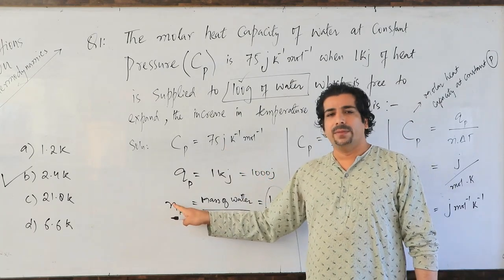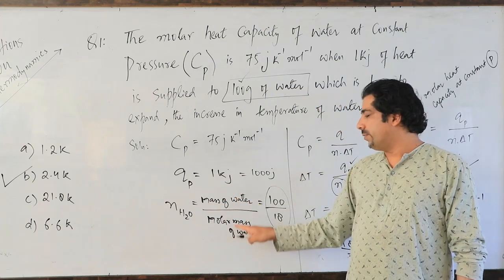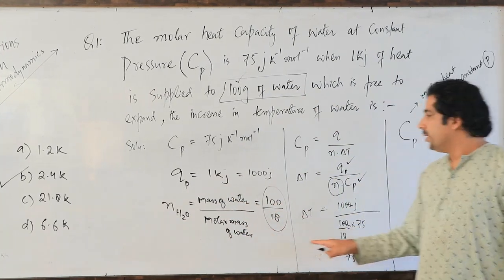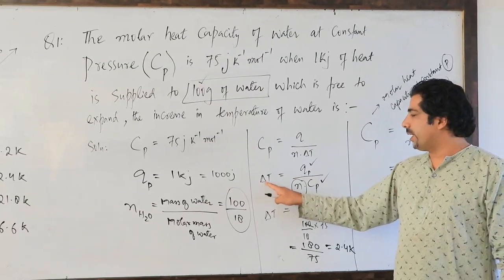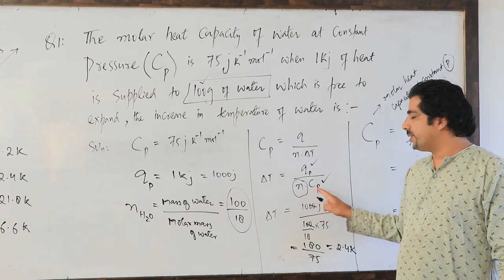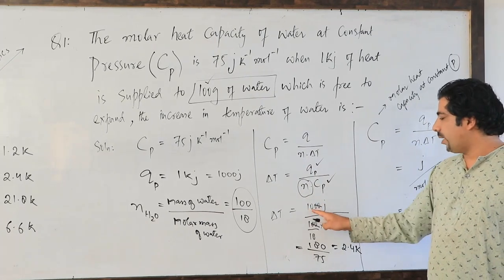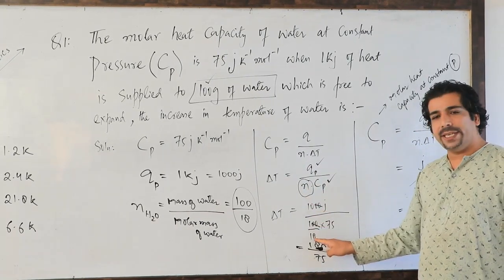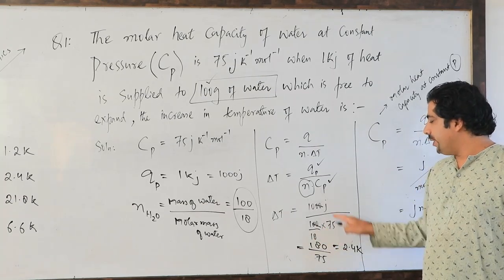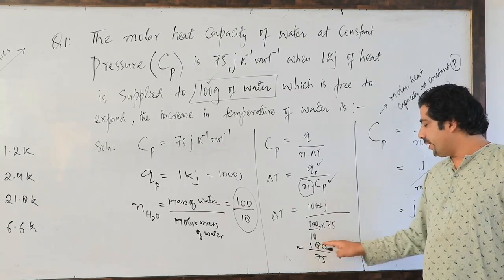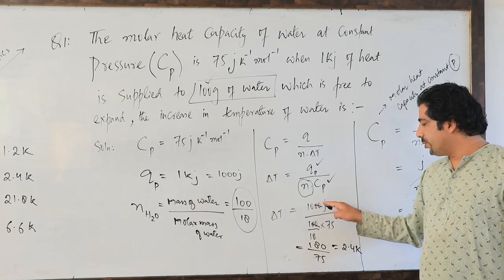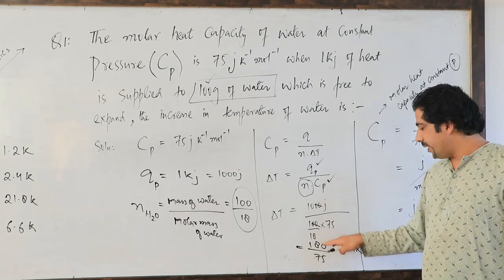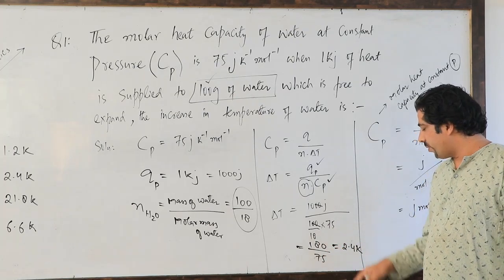Then I calculated the number of moles of water, mass of water divided by molar mass of water, and I got 100 upon 18. Then finally I used the expression for delta T, that is QP upon N into CP. Q was given to me as 1000 joules divided by N, the number of moles of water, 100 upon 18, into CP, which is 75. So finally 180 divided by 75. You cut these two zeros here, then this 18 will come up, it will become 10 into 18, that is 180 divided by 75, that is 2.4 Kelvin.